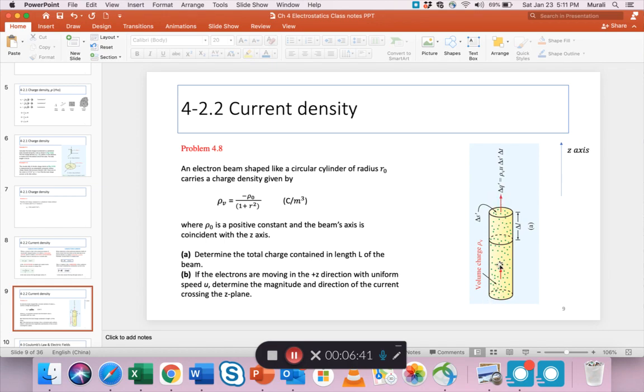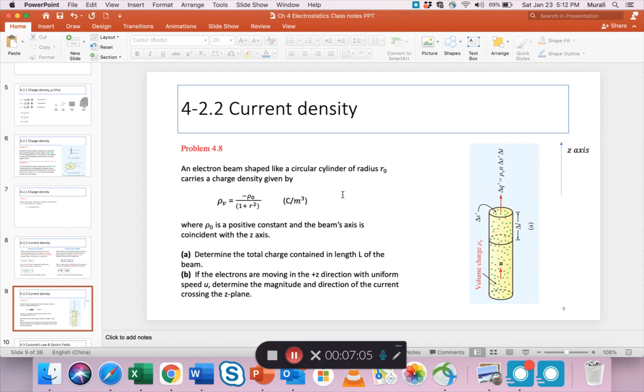So if this whole length is L, then we are deriving an expression, more like a formula being derived. Then, if the electrons are moving in the plus z direction with uniform speed u, determine the magnitude and direction of the current crossing the z plane. Okay, so that is the problem.